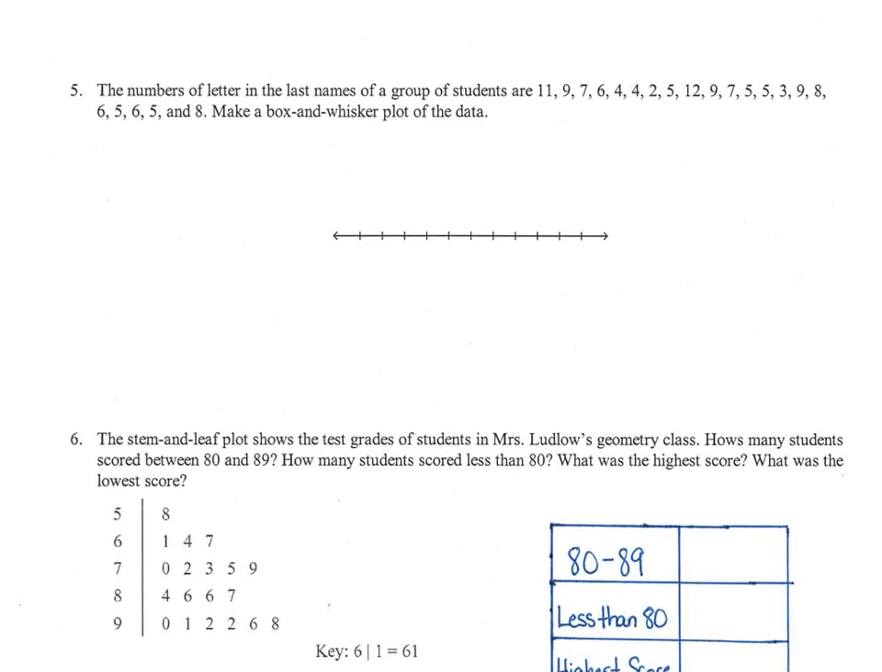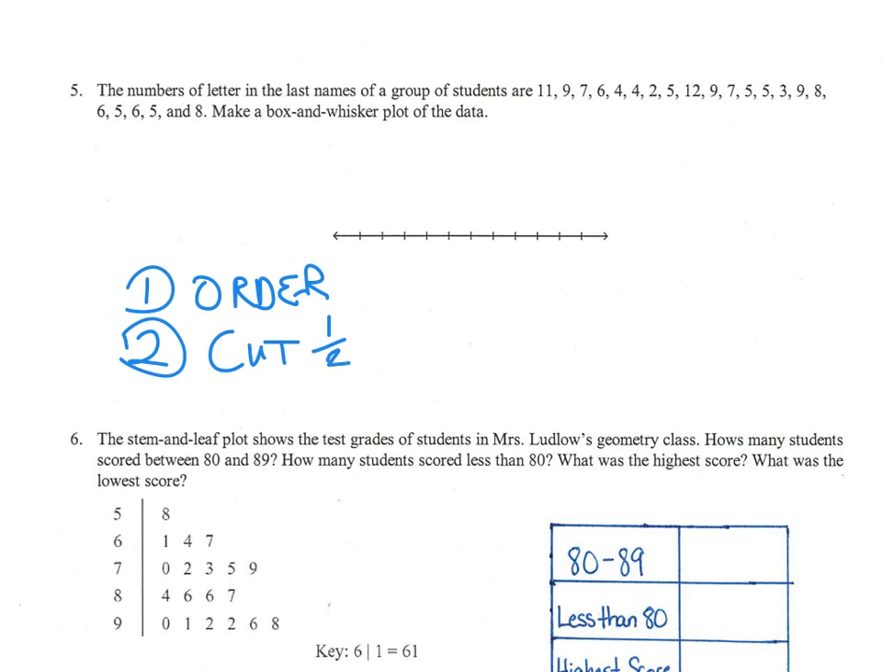Okay, and in number 5, it says number of letters in the last names of a group of students are, here's how many letters are in everybody's last name. Make a box and whisker plot. So first, I'm going to write just some steps out. So first, order the numbers from least to greatest. Okay? Then, cut it in half. Okay? You cut them in half, and then that's going to help separate your upper and lower quartile.